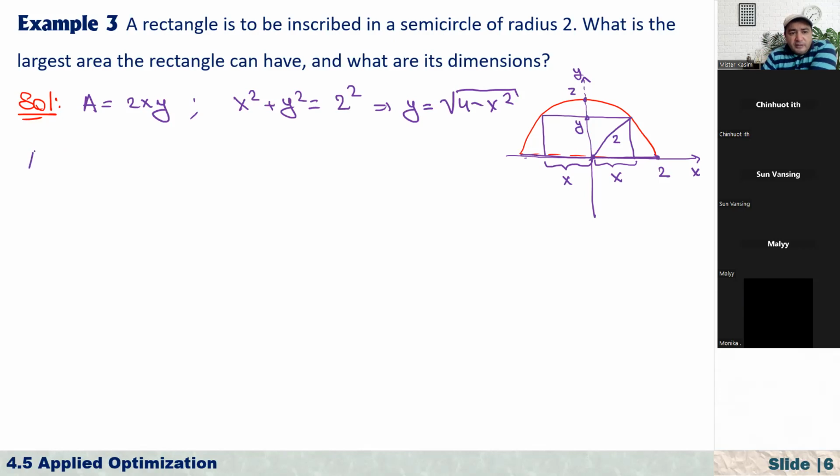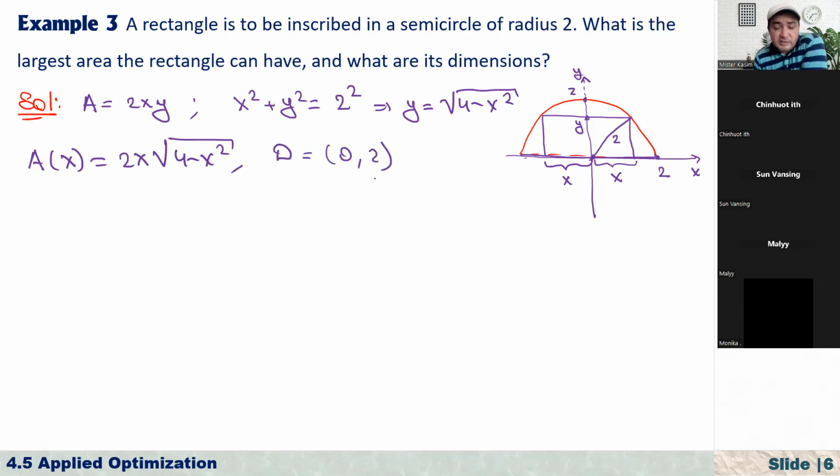So then our area becomes a function of x, equal to 2 times x times the square root of 4 minus x squared. And once again, what is the domain of this function? x changes from 0 to 2, and 0 and 2 are not inclusive. So now we are looking for the value of x in this interval that maximizes this area, that gives us the maximum value of A.